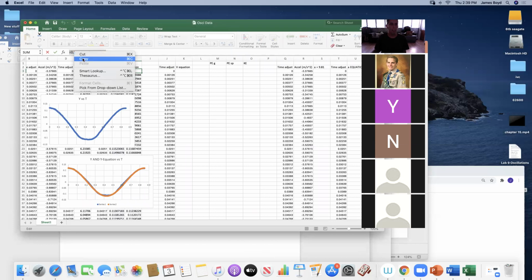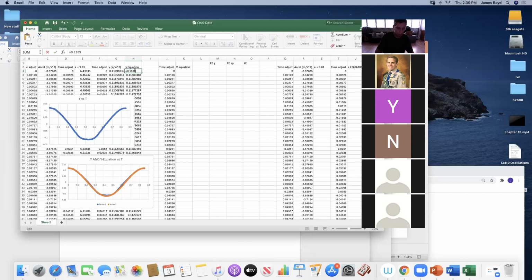So I'm going to copy this just to make my job a little bit easier. Don't do that. Oh, what just happened there? I'm going to have to put this back. Sorry.